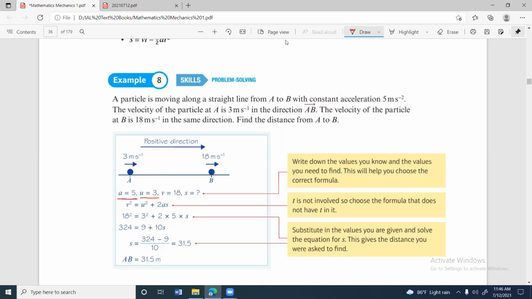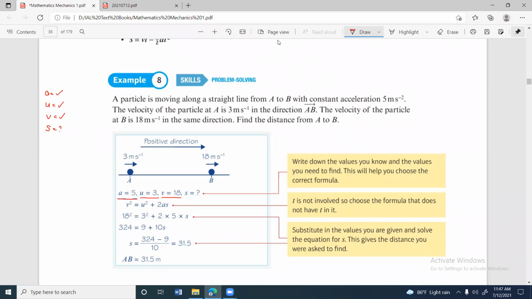The velocity of the particle at B is 18. Now you know that A is the initial point and B is the final point, therefore the final velocity would be 18. Then the question is to find the distance from A to B. So we know the value for a, we know u, we know v, and we need to find the value for s.